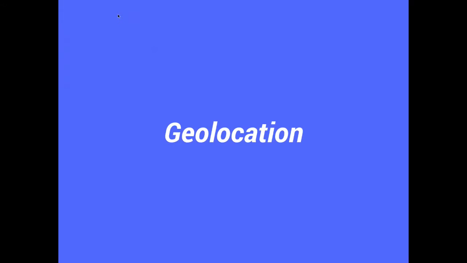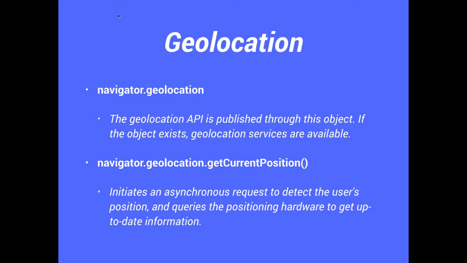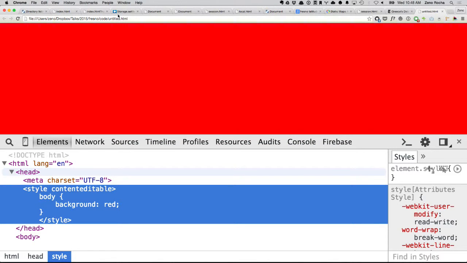Cool. So the next API that we're going to explore is geolocation. This one is pretty nice, and it's pretty simple, actually. So we have this object in our browser, Navigator. There are a bunch of APIs under that, and this geolocation API you can find on navigator.geolocation. If this object exists, then you have geolocation services available. And then you have like 2 or 3 methods, and we can take a look at that.